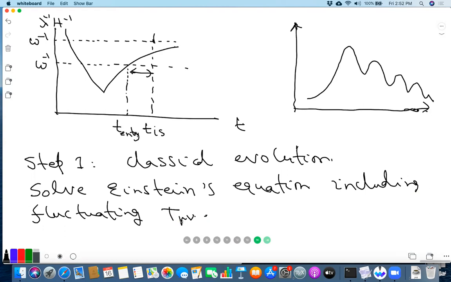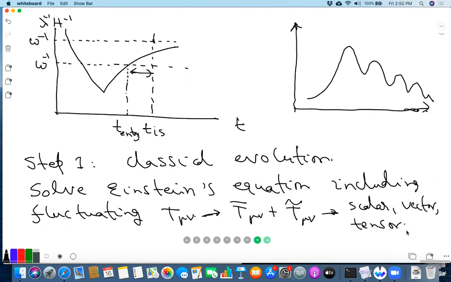So first of all, we'll characterize this. We'll just write down a general form of this. So this will be T bar mu nu plus T tilde mu nu. And we'll again decompose this into scalar, vector, and tensor perturbations, and solve separately for the scalar, vector, and tensor perturbations.